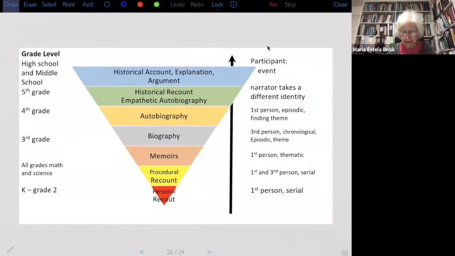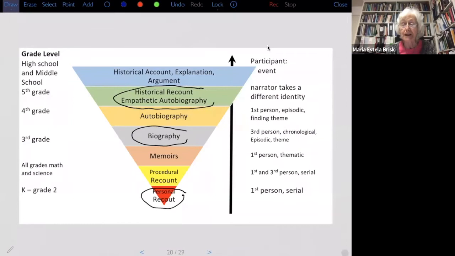So for instance, these are the narrative genres that are not fictional. And I show you how they are different in level of difficulty. So in the early grades, you would do personal recounts. And then for instance, later you would do biographies. Much later in the grades, you do historical recounts or empathetic autobiographies. They are all different types of narratives, but they get harder and harder. So that's one way to deal with level of maturity or even level of proficiency.